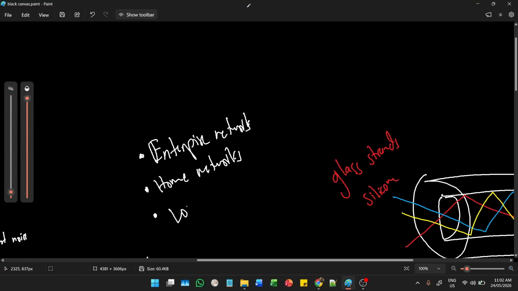And next we have long haul networks that span over countries. And finally we have it over submarine cable, where submarines use very fast networks. They obviously need it.